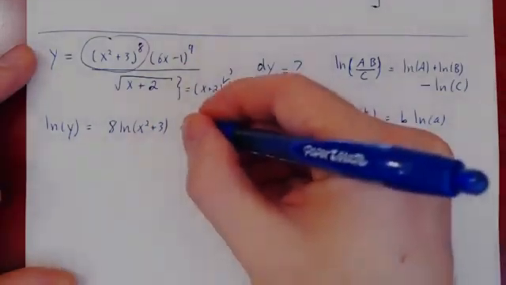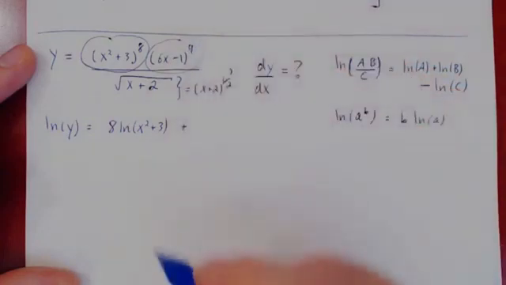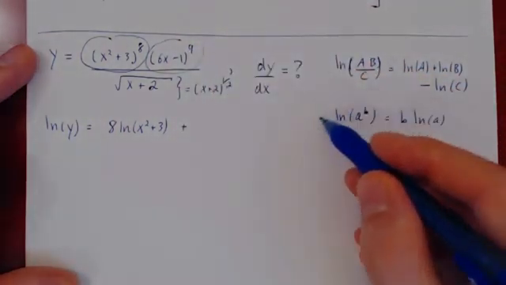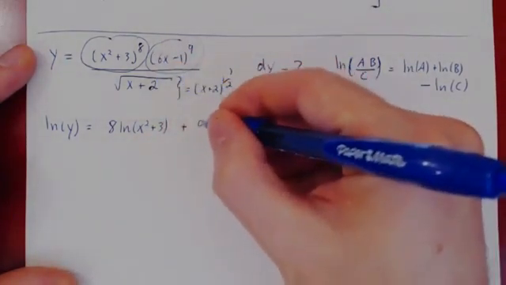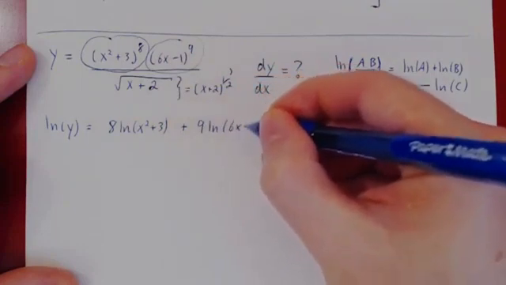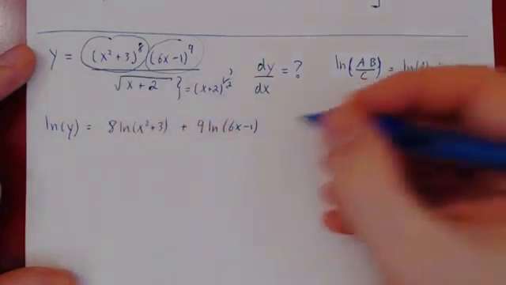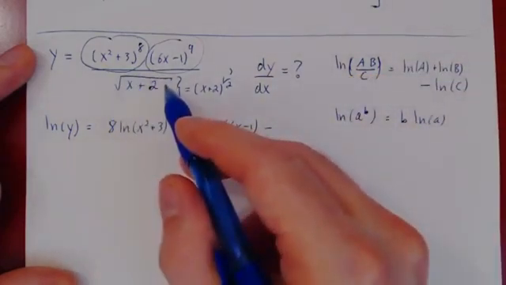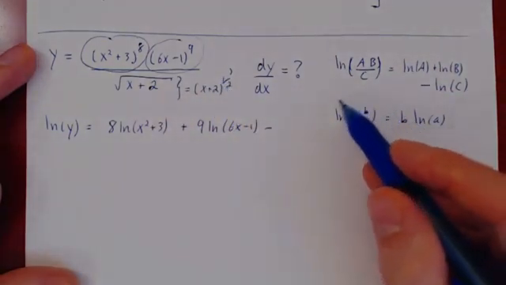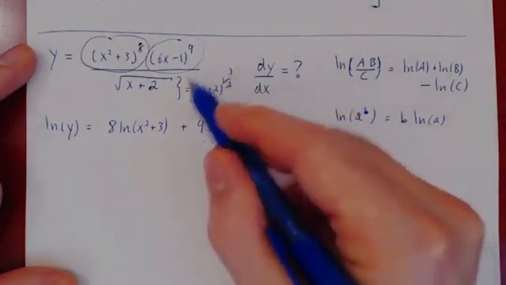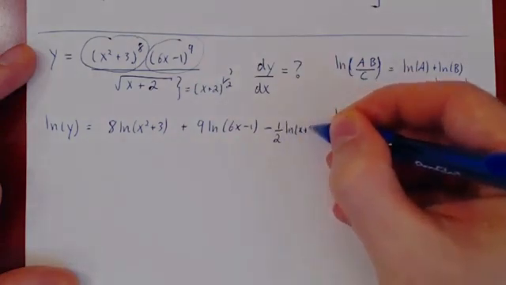And that's it. Plus the ln of b, the ln of the second term. Once again, we have an exponent on the argument. We can move the exponent outside the ln. And so the ln of this will be 9 ln of 6x minus 1. Finally, this is on the bottom, so it will be minus the ln of this term, which is x plus 2 to the power of 1/2. Once again, move the power outside the ln, so the ln of this will be 1/2 the ln of x plus 2.